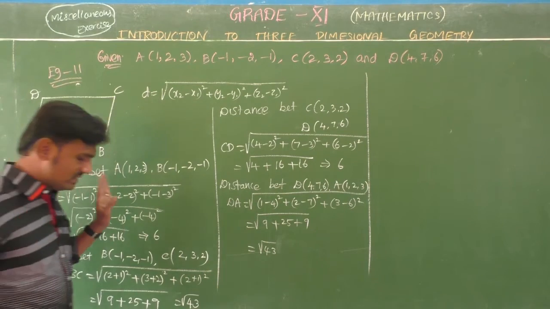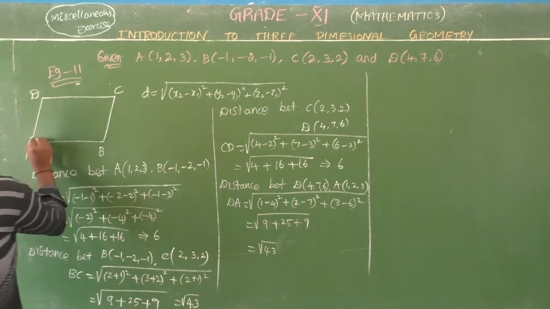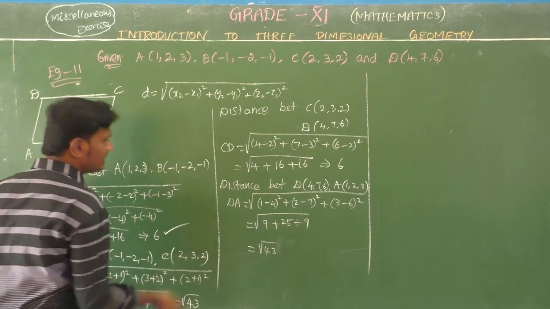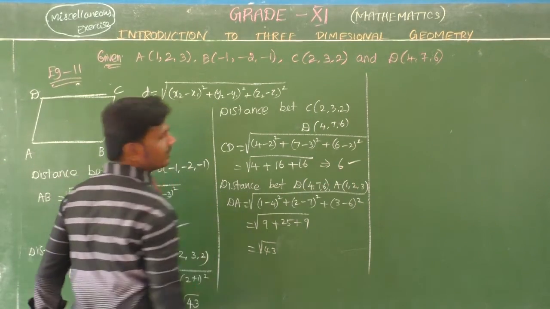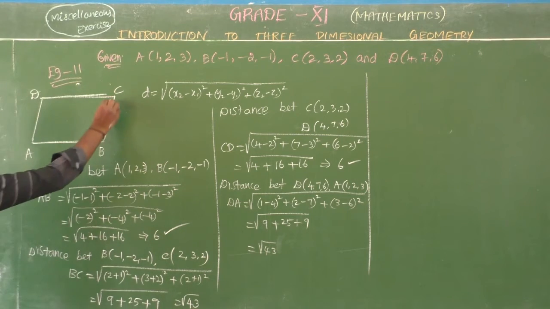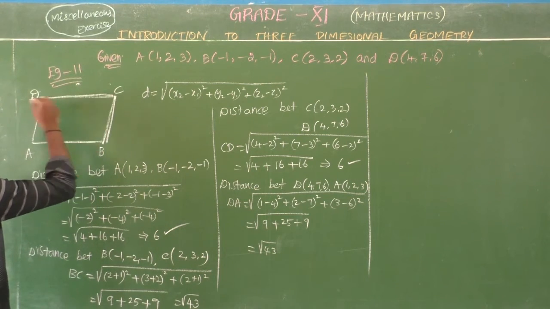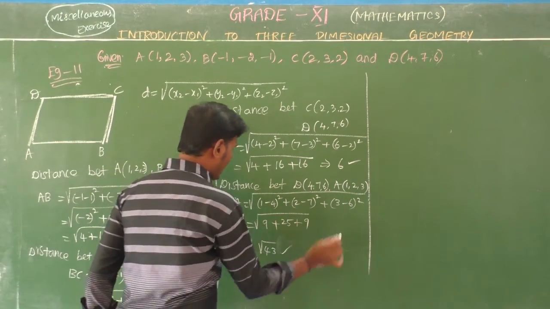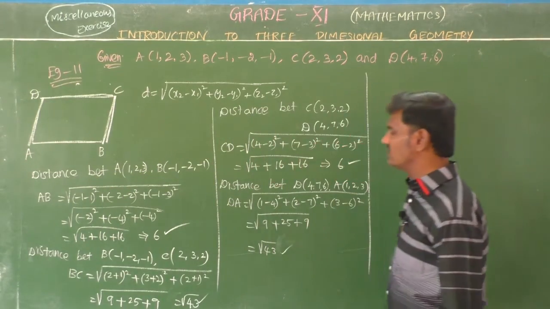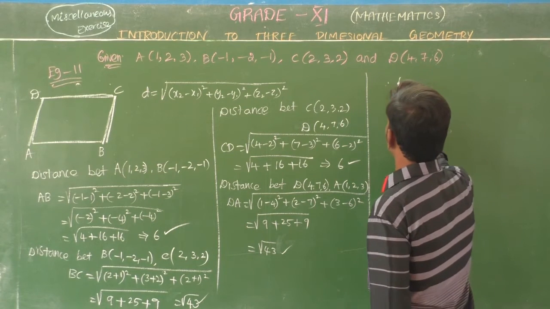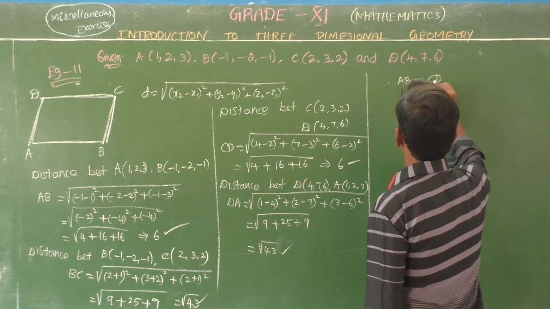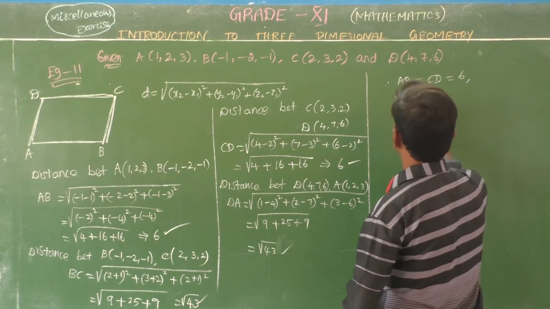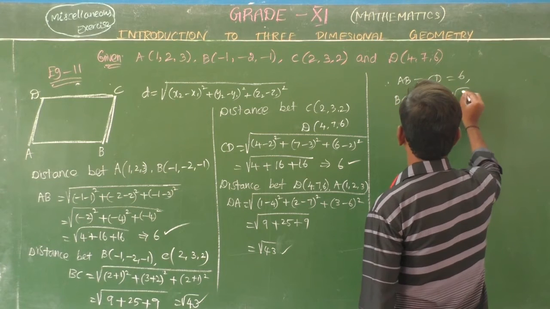Now look at this. In a parallelogram, AB is equal to CD. Why? Because AB is 6 and CD is also 6. Then BC is equal to AD. So BC is root 43 and DA or AD is also root 43. So therefore AB equals CD equals 6. Then BC equals DA, which is equal to root 43.